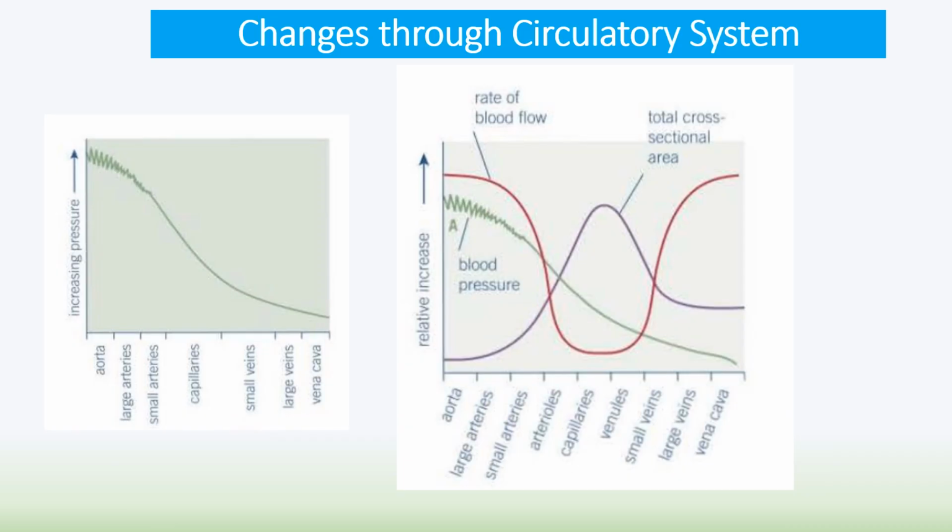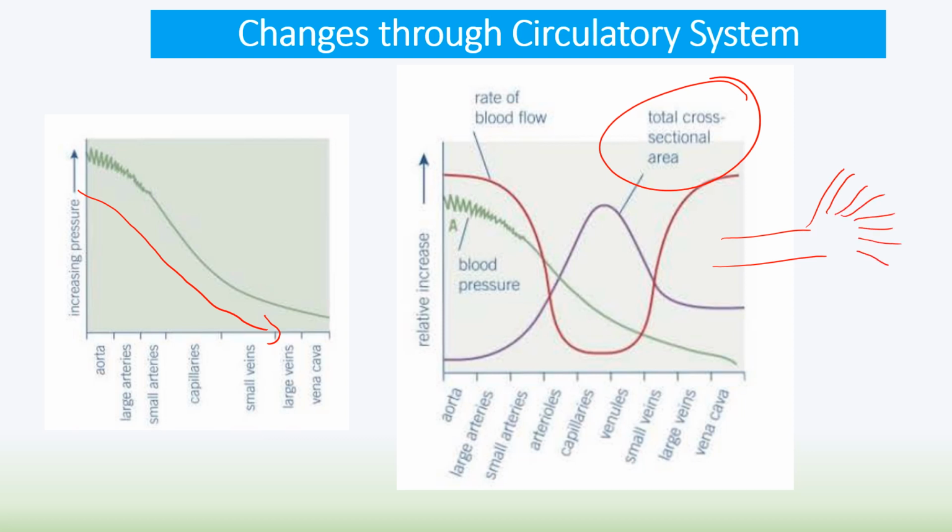You can see it again, the pressure massively drops as you move away from the arteries, and the reason why is because the cross-sectional area increases. So you go from one big artery to lots and lots of small arterioles and capillaries, and that therefore means your volume and your cross-sectional area actually increases. So there's more space for the blood to travel through.